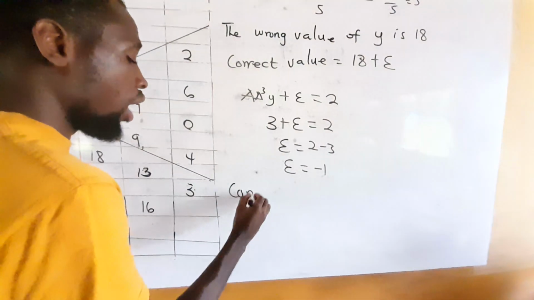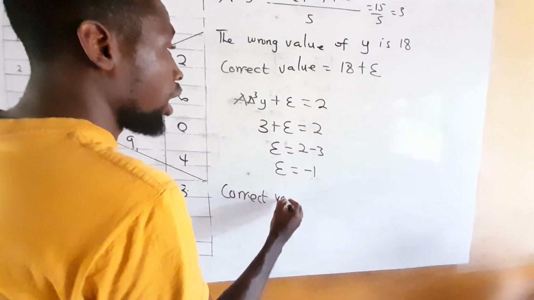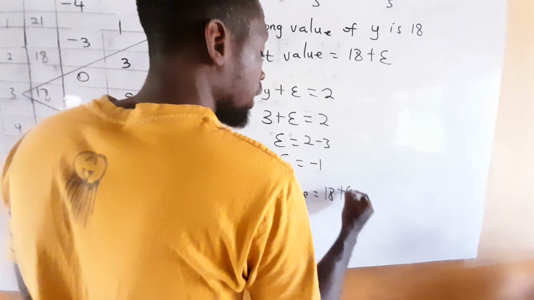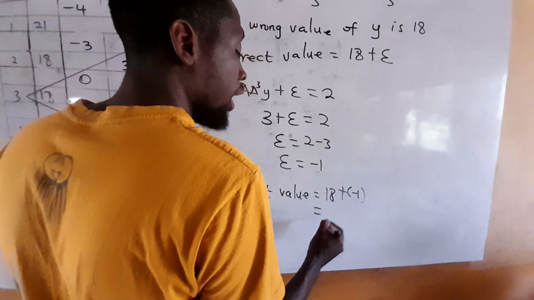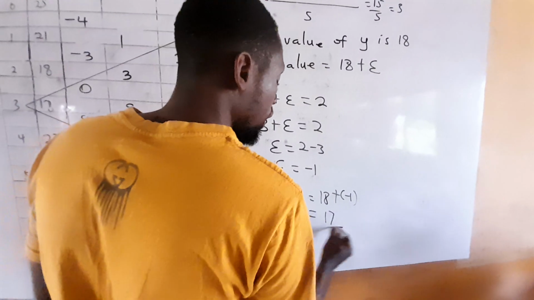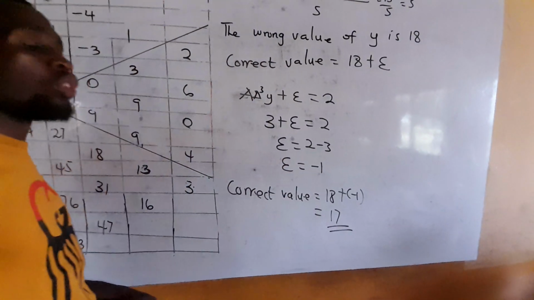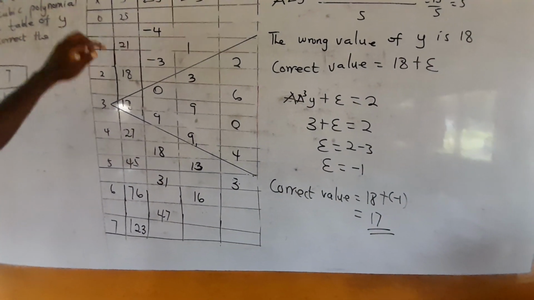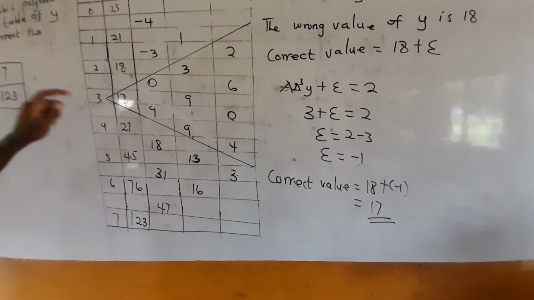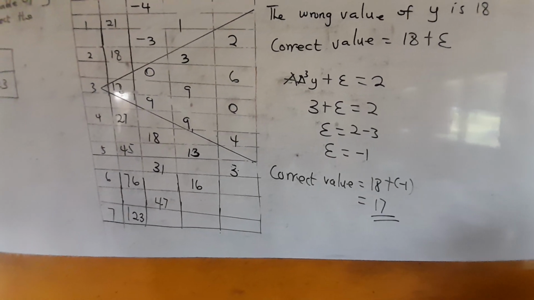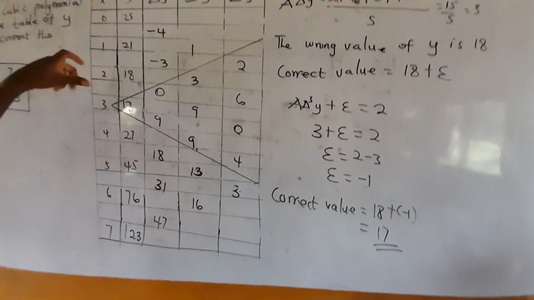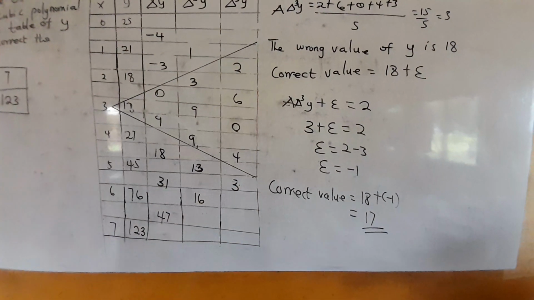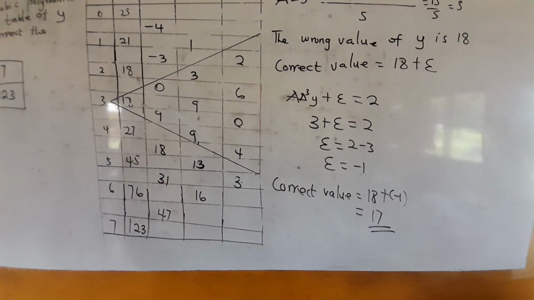So the correct value will be equal to 18 plus negative 1. And 18 plus negative 1 will be 17. So the correct value is 17, not 18. So it should be 25, 21, 18, 17, 27, 45, 76, 123. If you substitute that, you see that all the values here will be 3 throughout.